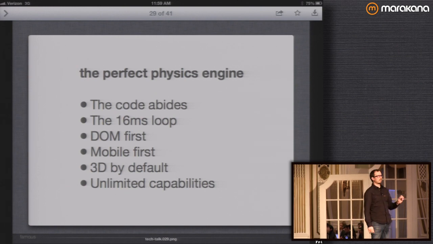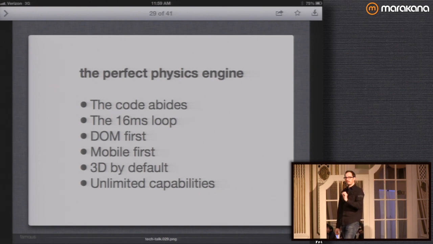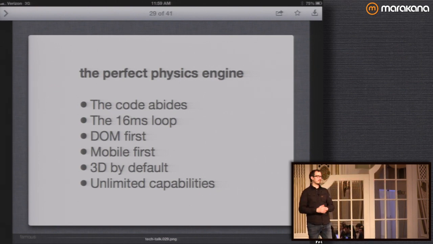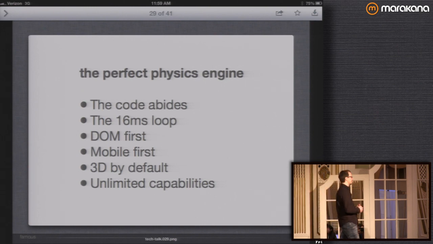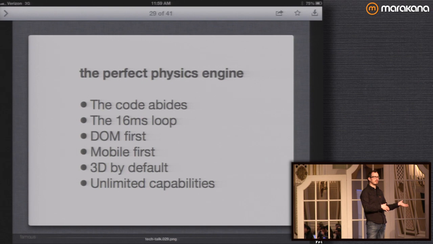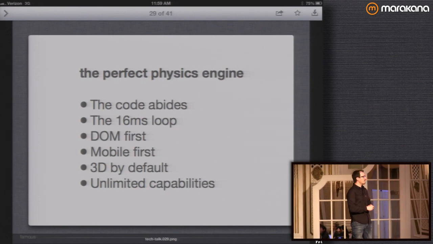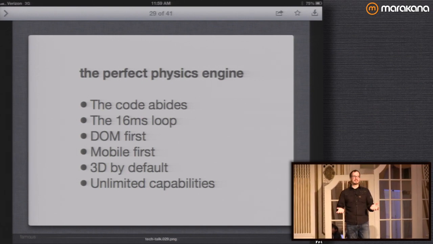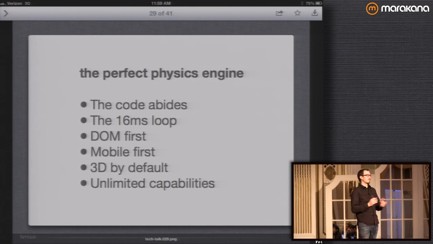It must use the request animation loop, or it just won't work. It must do DOM first and consider DOM first and do the easier things later. It must do mobile first, do the easier devices later. It must be 3D by default, so you can do the easier 2D stuff easy. And it must have unlimited capabilities in the sense that if you're a senior engineer and you want to directly tap the engines and build really crazy stuff, you must be able to have direct access to the engines.